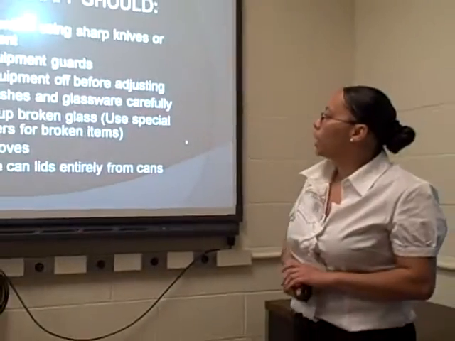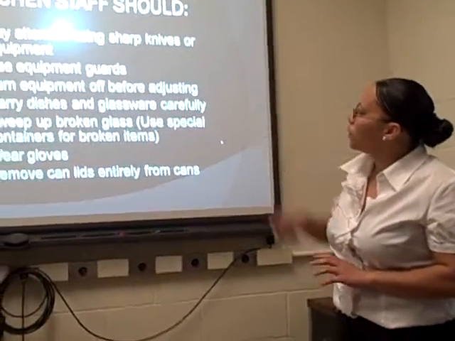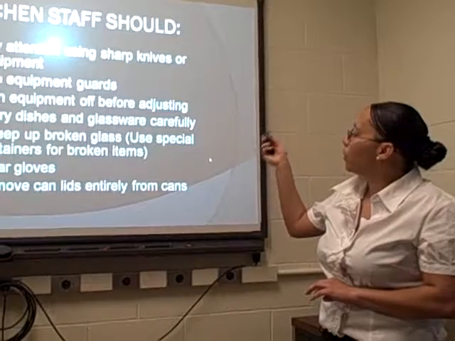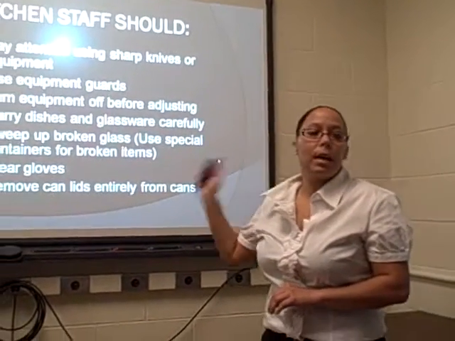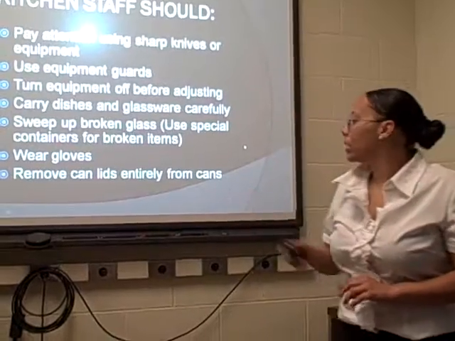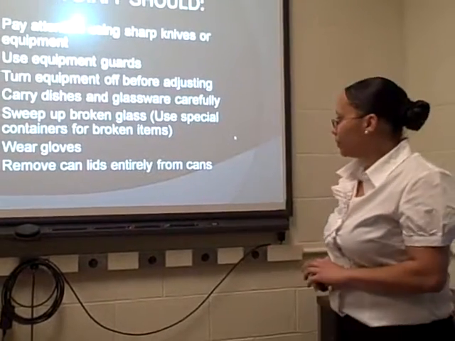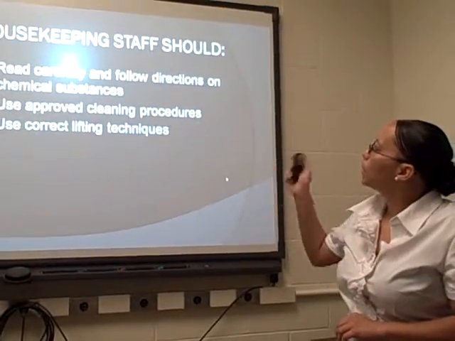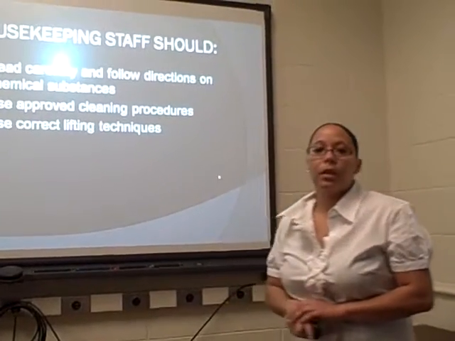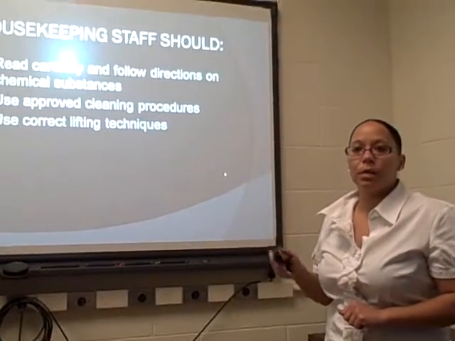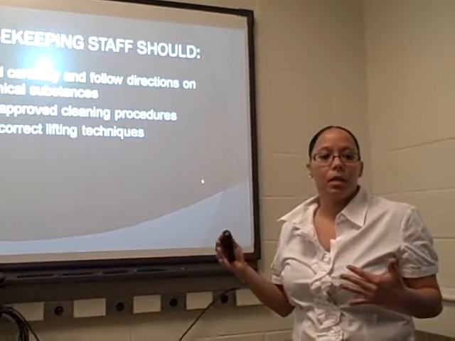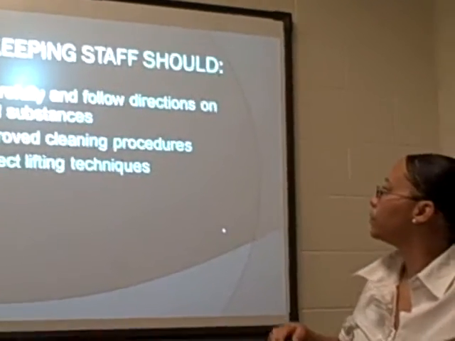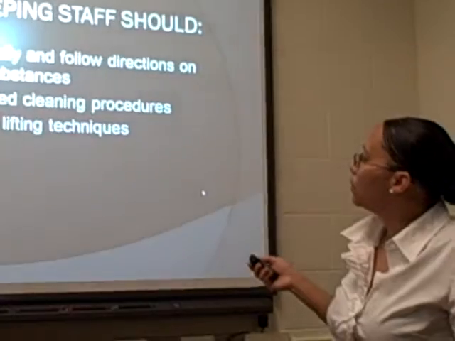Some of the things that the kitchen staff should do is pay attention when using sharp knives. Make sure to turn the equipment off before adjusting anything. Make sure that glass is swept up so that no one gets cut. Wear gloves at all times, and remove can lids entirely from cans. Housekeeping staff should read carefully on chemical substances. A lot of cleaning supplies have dangerous vapors, and if they're mixed, they can create a very bad hazard.